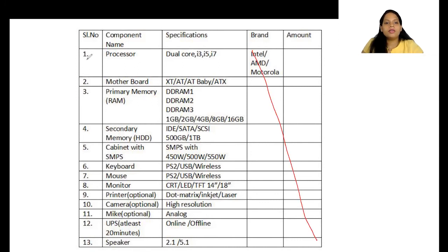But otherwise, the first thing we need is of course the processor, isn't it? The CPU. Then a motherboard has to be there because without that we are not able to mount any of these, isn't it? Then a primary memory, RAM, is required, then a secondary memory is required, and a cabinet with SMPS is also required. Now SMPS, we have seen, is the power supply, okay. Then we need keyboard, mouse, monitor. Printer is also optional, camera is also optional, mic is optional. A UPS has to be there, at least 20 minutes, because again you will lose your data otherwise. As soon as the power goes off you will lose your data if you don't have a UPS.